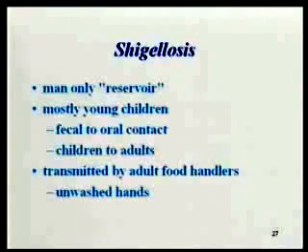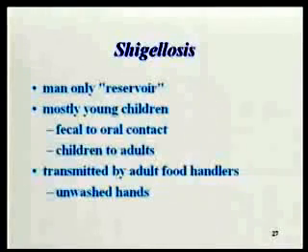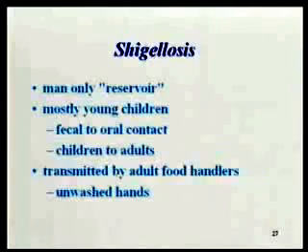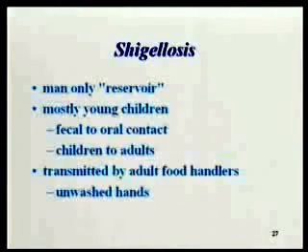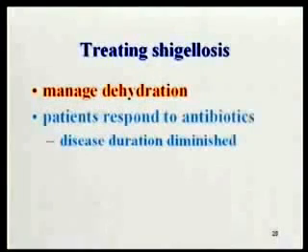Now, it can also occur in adults through, and this is regulated by places like DHEC, adult food handlers who can be carriers of this disease. And if they don't wash their hands, the same thing happens. So it's particularly common in children, but it can also occur and does occur in adults.